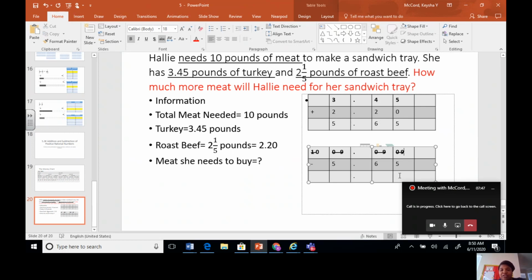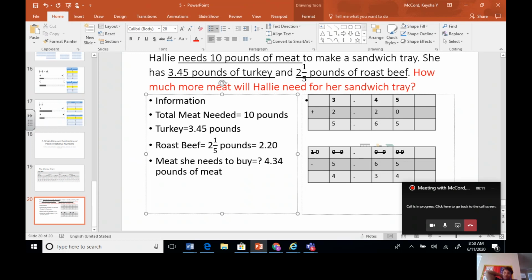Okay, so let's get to subtracting. 9 minus 5 is 4. 9 minus 6 is 3. 9 minus 5 is 4. And 0 minus 0 is 0. So how much meat does she need to buy? She needs to go to the store and buy 4 and 34 hundredths pounds of meat. Okay. Super easy.